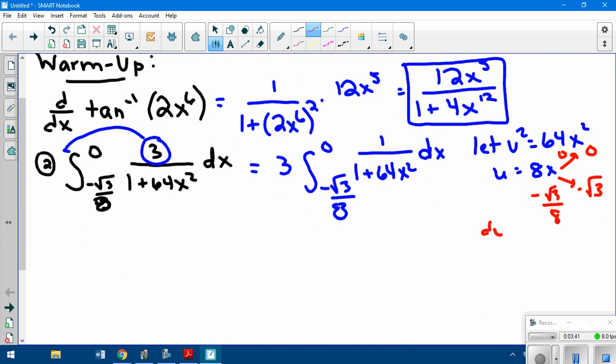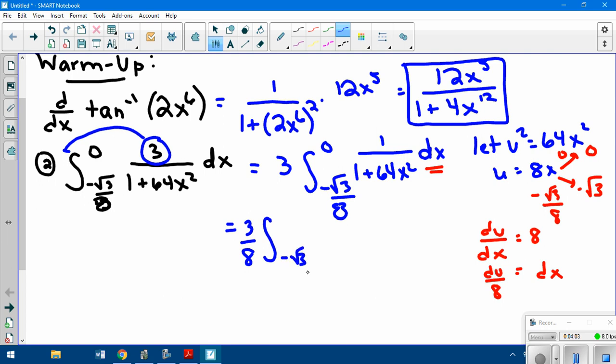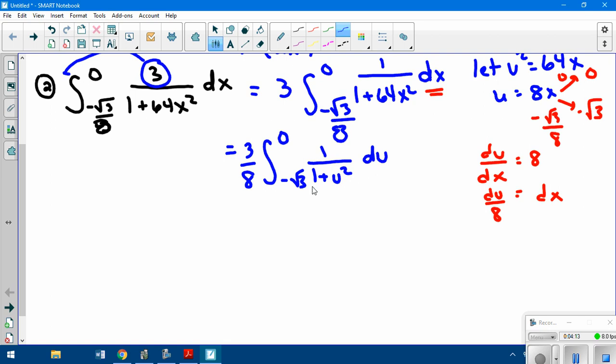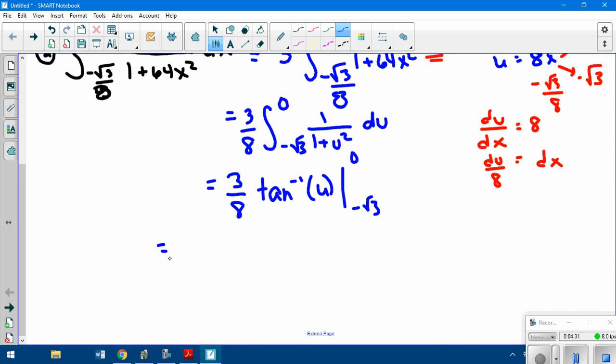Okay, so then du over dx, what's that going to be? Just 8. And I just want to solve for dx. So du over 8 equals dx. So what's going to end up being out front? We're going to have 3/8 out front times the integral from negative radical 3 to 0 of 1 over 1 plus u squared, 64x squared is u squared, du. That's the derivative of our tangent formula, so the integral will be 3/8 times tan inverse of u from negative radical 3 to 0. You have to be able to evaluate that by hand.